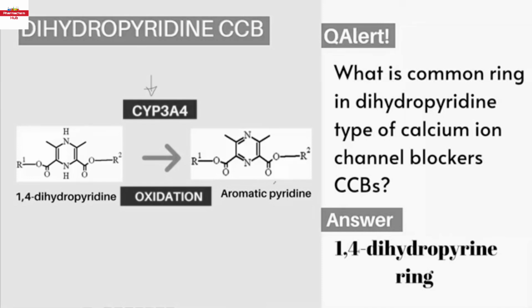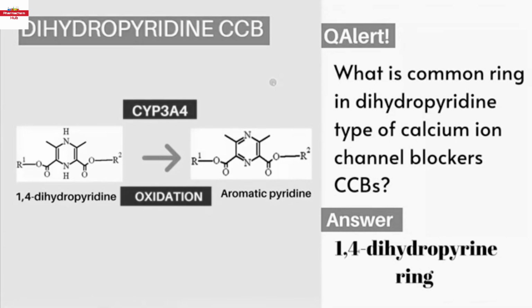Therefore, they produce an inactive product that is called aromatic pyridine. Actually, it's a simple pyridine ring. So this pyridine ring is formed after this oxidation. What is important for the exam, the exam keyword here, is CYP3A4. Remember, CYP3A4 is essential for their metabolism. That means all the CYP3A4 inhibitors and inducers can result in serious drug interactions. Something you can relate to that one.